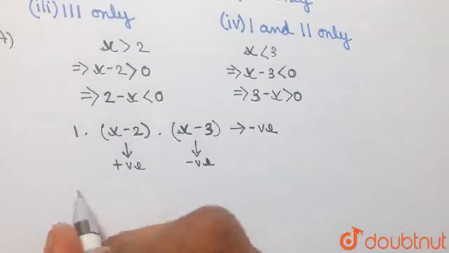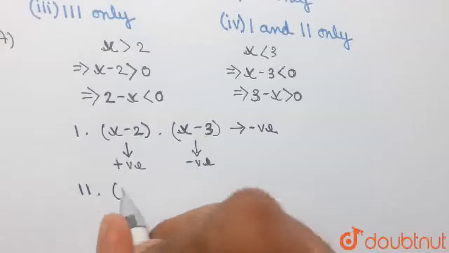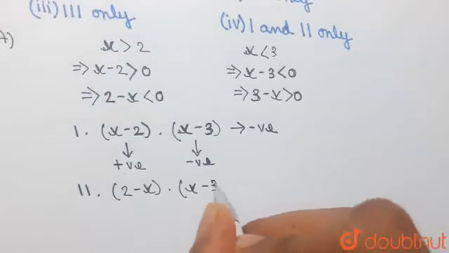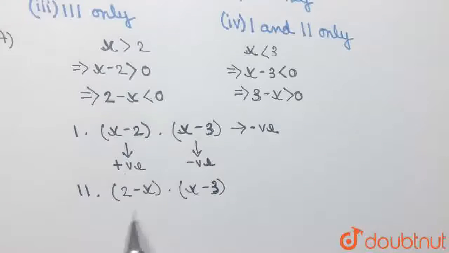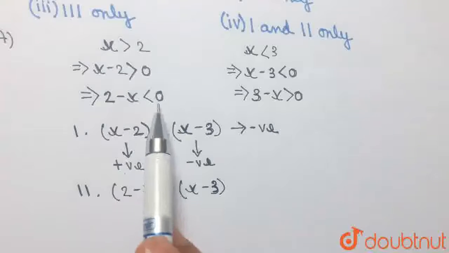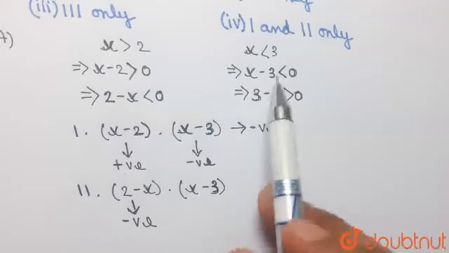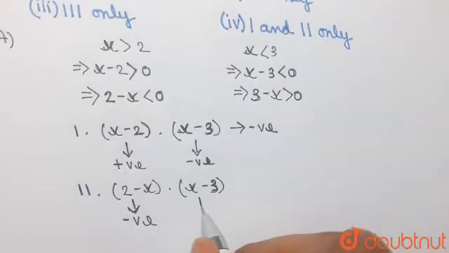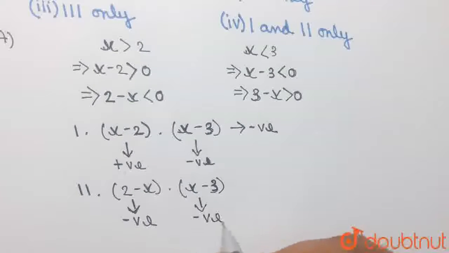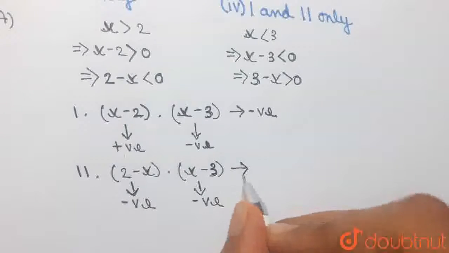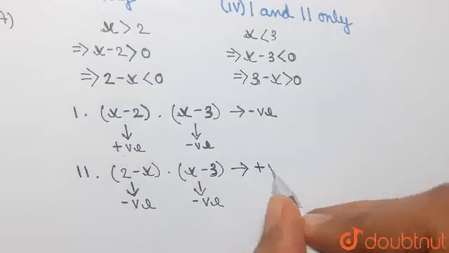Expression number 2 has been given as 2 minus x into x minus 3. Now, following the same logic, we have found that 2 minus x is less than 0, that is, 2 minus x is negative. And x minus 3 as well is less than 0, hence x minus 3 as well is negative. As we know, the product of two negative numbers is always positive. Hence, this product 2 minus x into x minus 3, which is expression number 2, is positive.